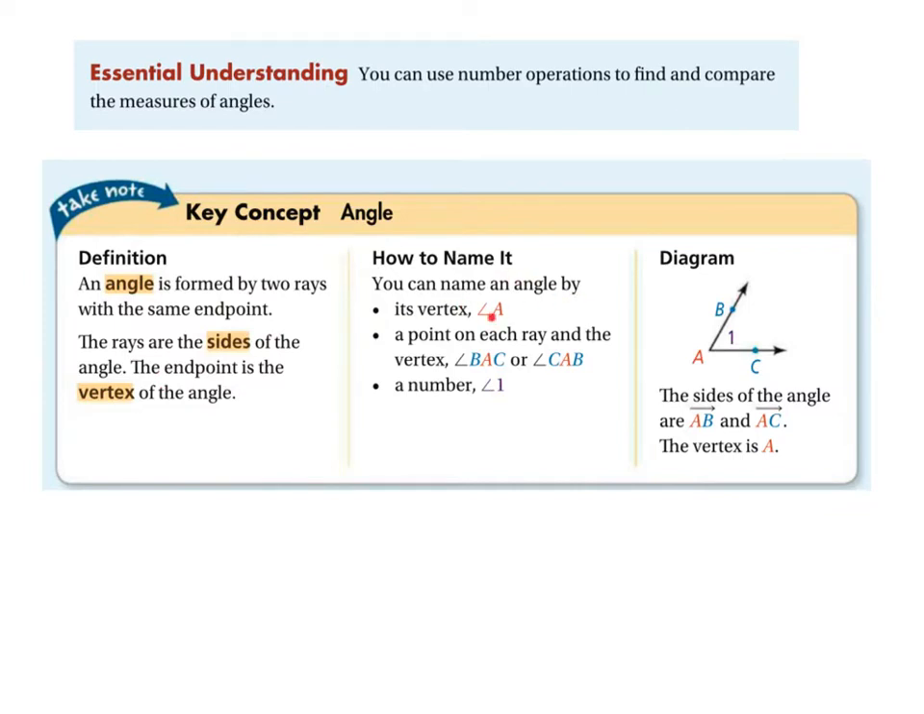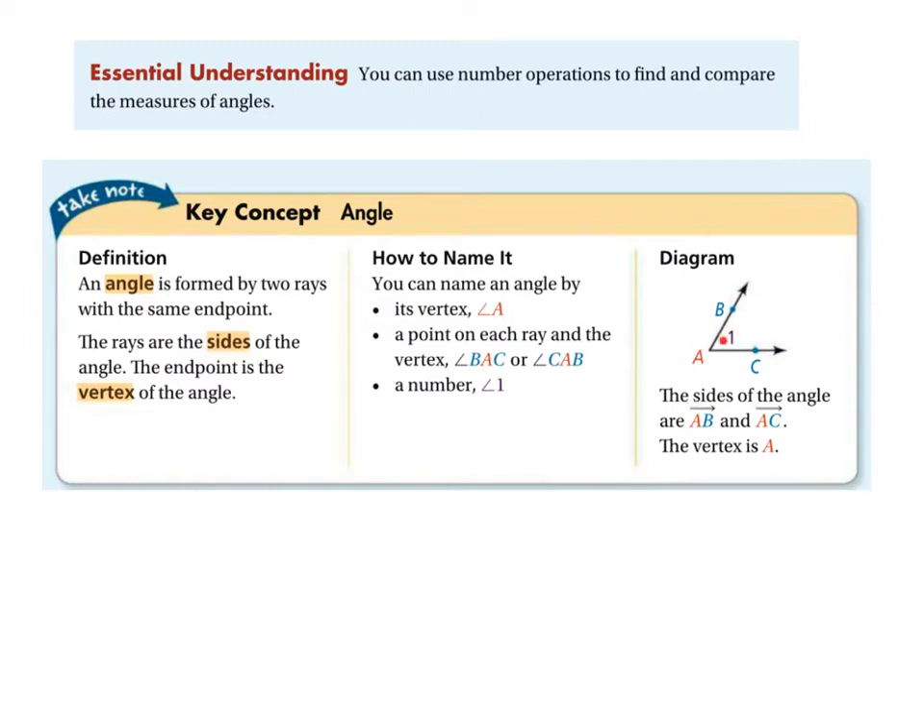Well, you can name an angle by its vertex. You can say this is angle A. In this case, we can say it's angle A because there's a single angle at vertex A. You can also name it, and particularly if there's more than one angle that has the same vertex, you will need to use three letters. So we'd use a point on each ray, and the vertex point is always that center letter. So we would say angle B coming down to the vertex A and out to C, BAC, or angle C coming to the vertex A and then out to B, angle CAB.